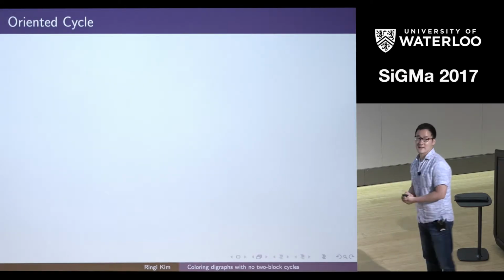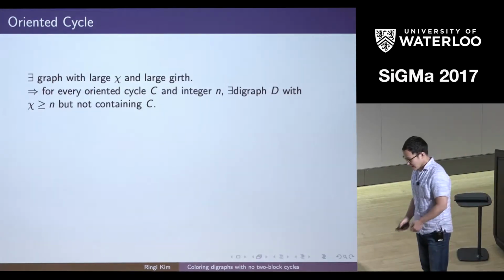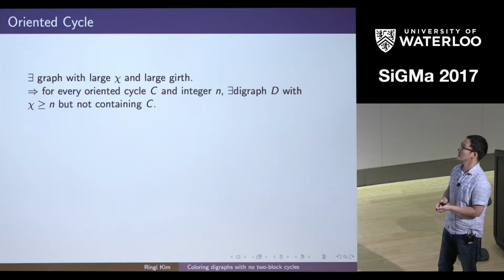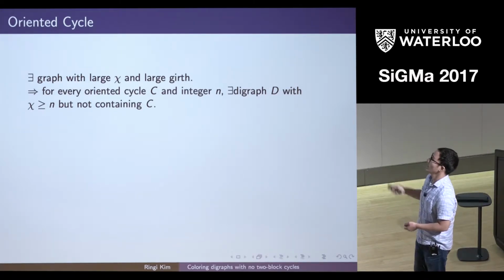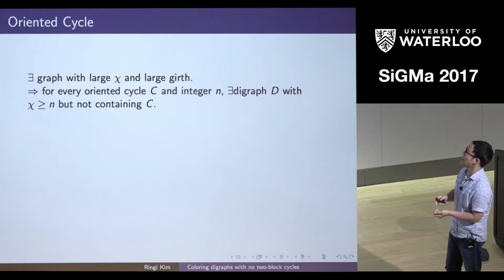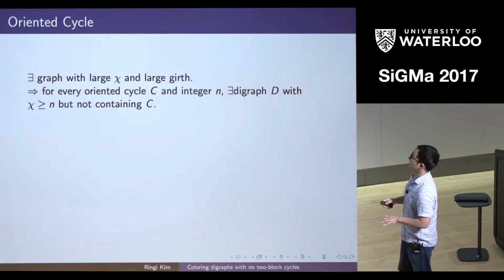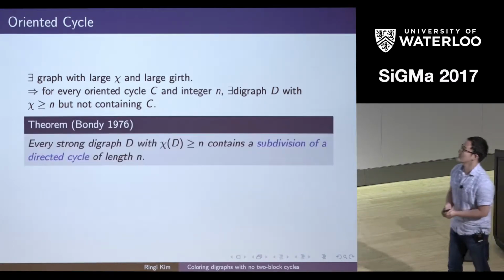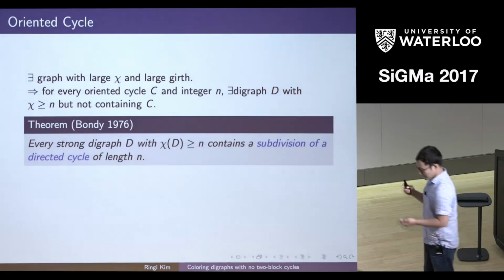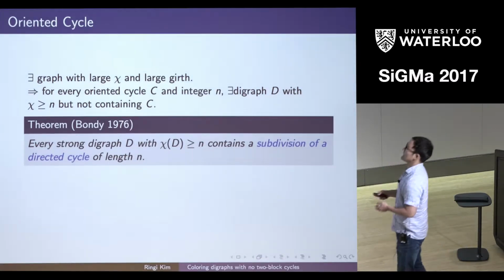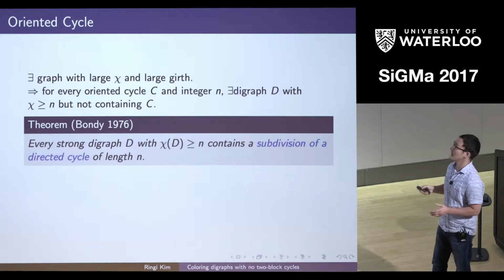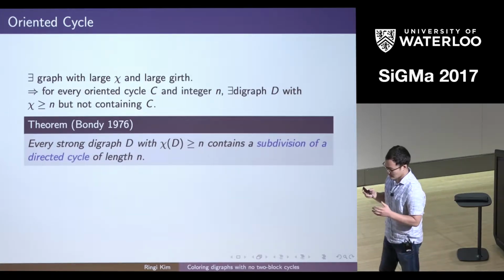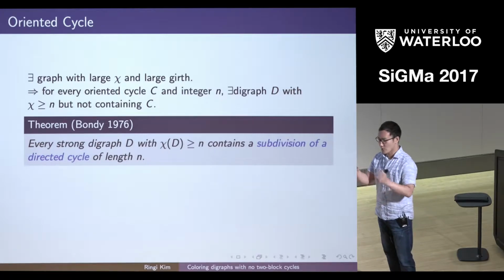The next is the oriented cycle. The existence of graphs with large chromatic number and large girth shows this: for every oriented cycle C and every integer n, there exists a digraph D with large chromatic number but not containing C. However, Bondy showed this: if a strong digraph D has a large chromatic number, then it contains a subdivision of a directed cycle of length n, which means that if the chromatic number is large, then it contains a long directed cycle.